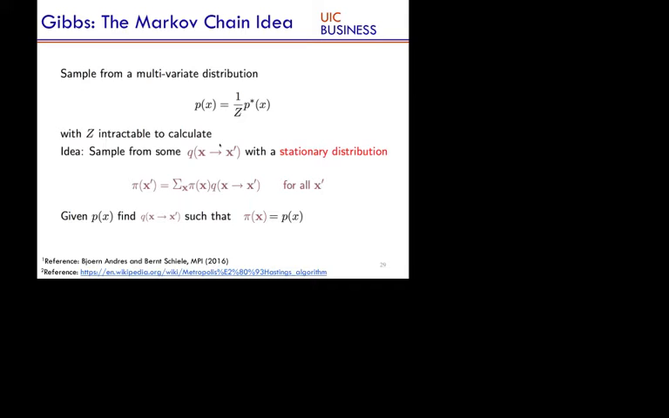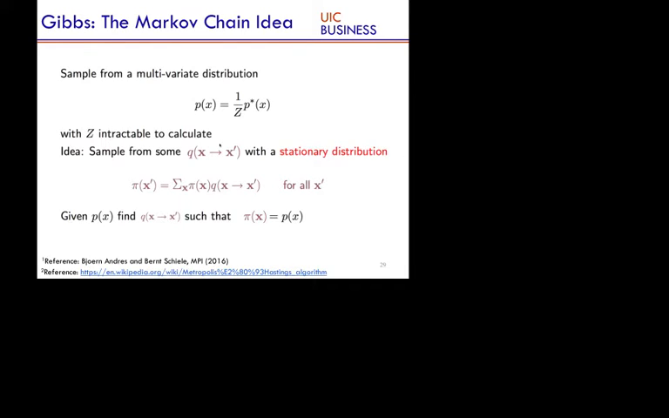So q of x to x prime is just the probability that the 6-dimensional vector is equal to x prime given some x. This is the full notation for that conditional distribution. It's just a transition probability value, okay?